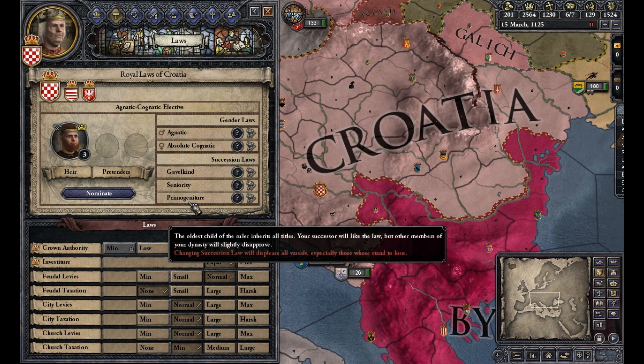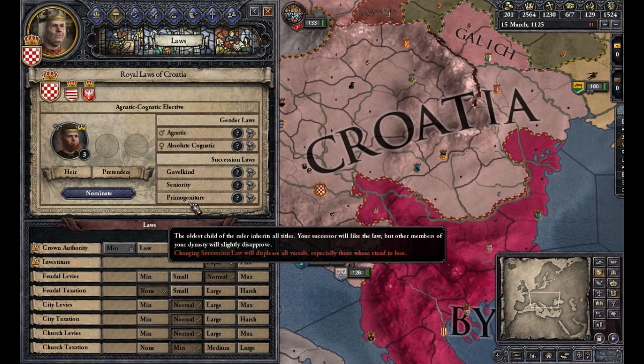Primo is really good because it basically says that the oldest child of the ruler will inherit, period. He gets everything. If he's dead, then his oldest child will inherit everything. If there is no oldest child, then the second child of the ruler who died would inherit, and then his son, if he's dead, and so on and so forth.